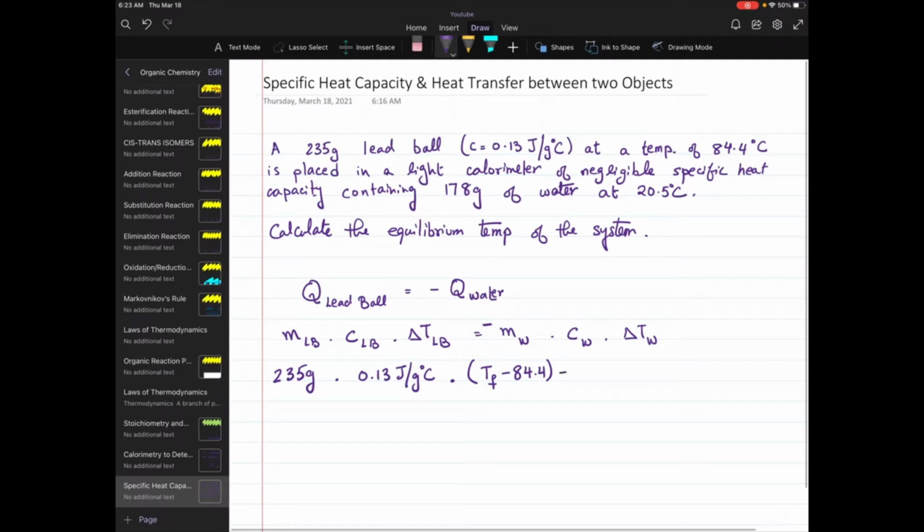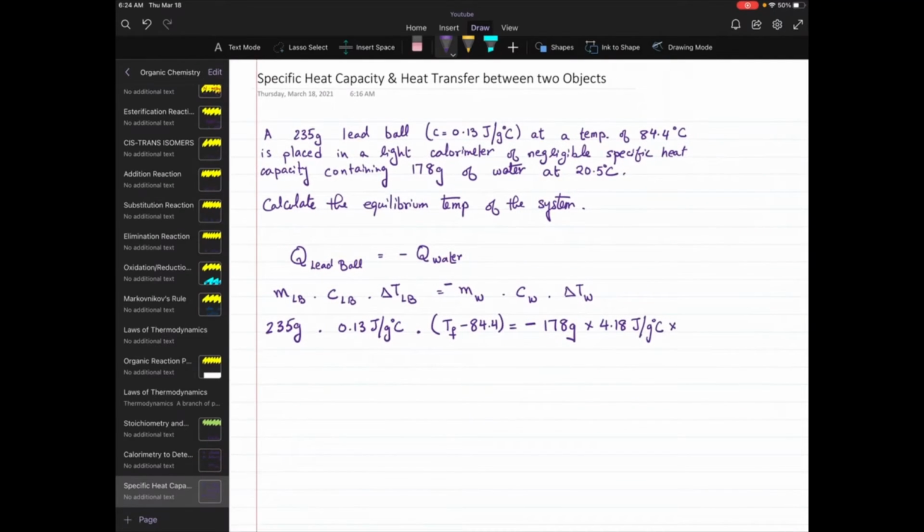We have that is equal to the negative sign there, mass of the water, which is 178 grams, times the specific heat capacity of water, which is 4.18 joules per gram degrees Celsius, times the change in temperature of the water, which is TF minus 20.5 degrees Celsius. Okay, so now we have all the variables, all the information already plugged in.